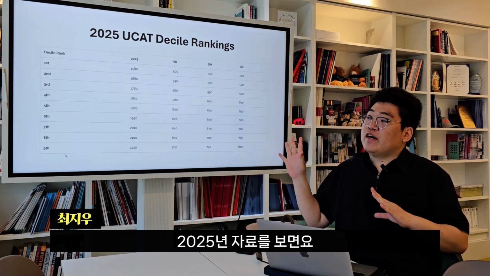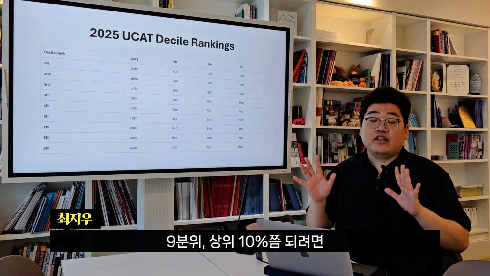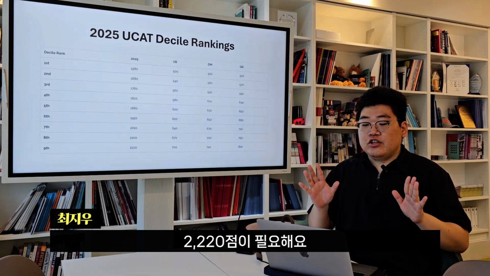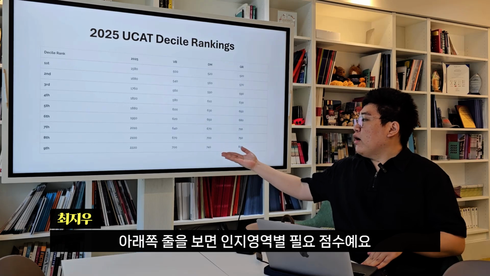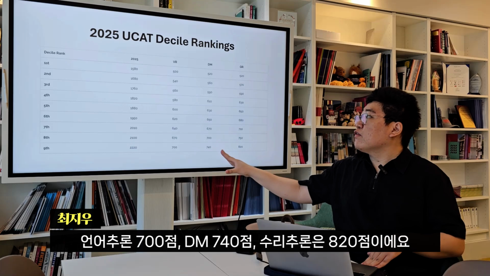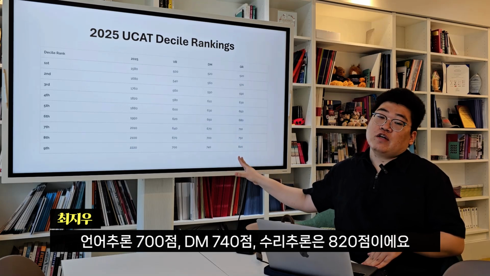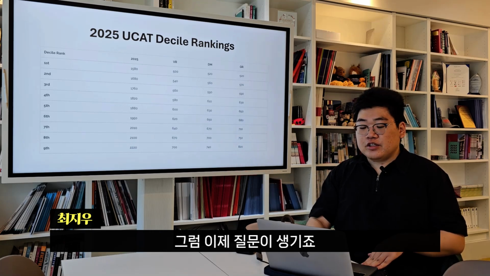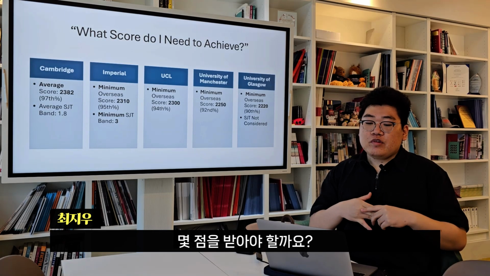So from the 2025 data, we can see here that to get a score of around a 9th decile, or the top 10%, you need to score 2,220. And we can see on the bottom rows that these are the scores you need for each cognitive subsection. So 700 for verbal reasoning, 740 for DM, and 820 for quantitative reasoning. So now it raises the question, what score do I need to achieve?